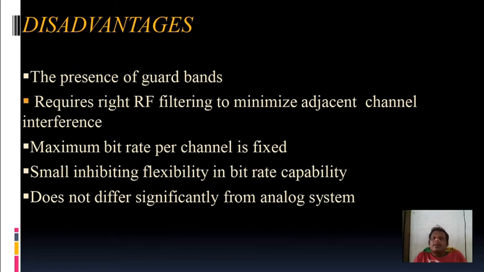And these are the disadvantages. The disadvantages are always because of guard bands, where you are utilizing a small amount of bandwidth in between one signal and another signal. Because of that we are always having a maximum bit rate. So these are the main disadvantages. There is limited flexibility in bit rate capability. So these are the main disadvantages.